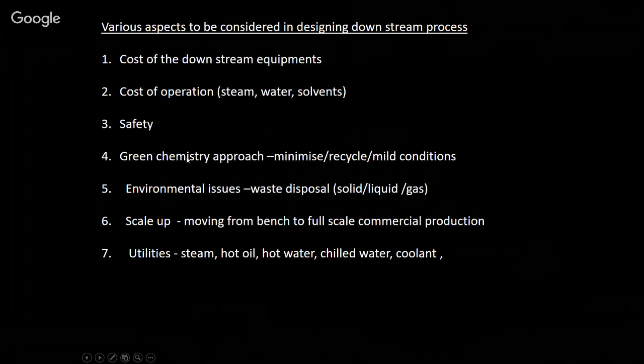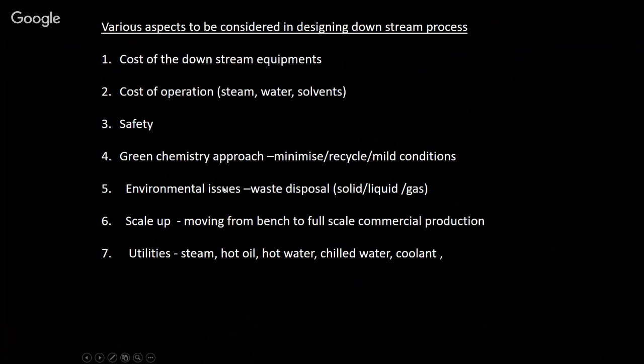Then comes the green chemistry approach. This is a concept which has come in the past, I would say, 20 years. The idea is to minimize solvents, minimize waste, recycle solvent, recycle raw materials. So that's called recycling. And then using mild conditions, maybe atmospheric temperature, atmospheric pressure, and so on. As you know, biological processes are generally done at mild conditions. So there is no problem about a biological process being green. Of course, we also need to consider recycling and minimizing.